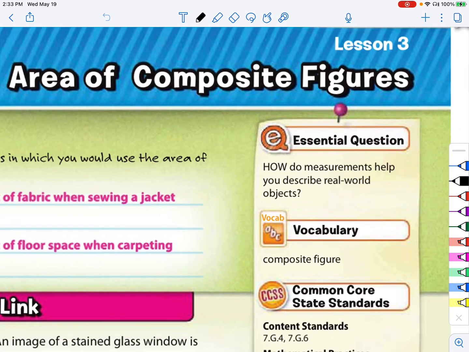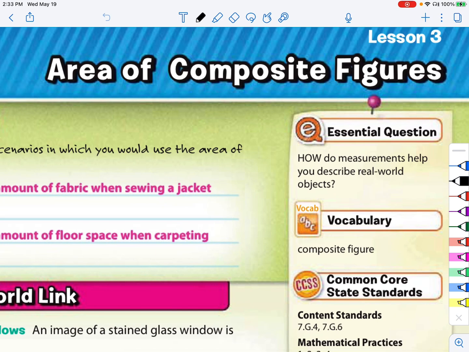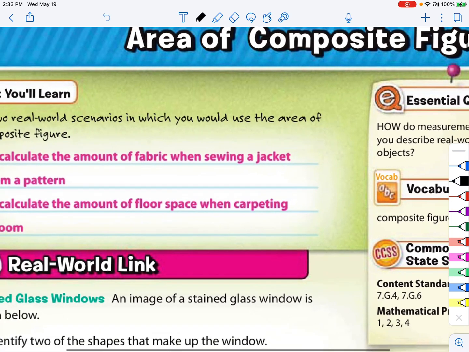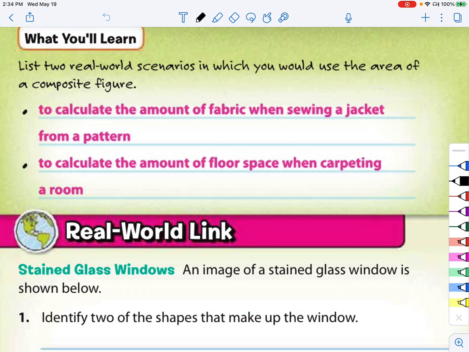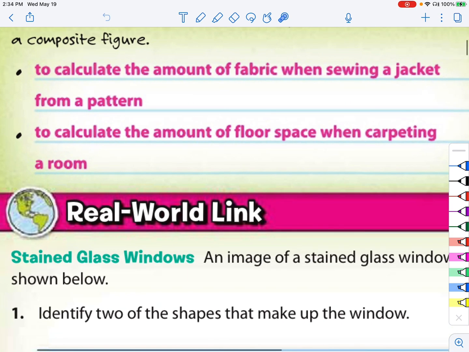Again, when we talk about composite figures, it simply means a combination of different figures into one. Okay, let's see what that means later on. But right now, it's asking to list two real-world scenarios in which you could use the area of a composite figure. One good example is when you want to calculate the amount of fabric when sewing a jacket from a pattern, because you are combining different shapes, different figures, to find the area.